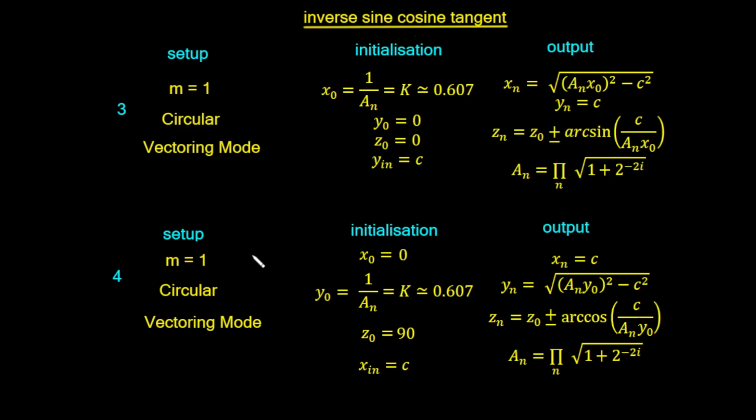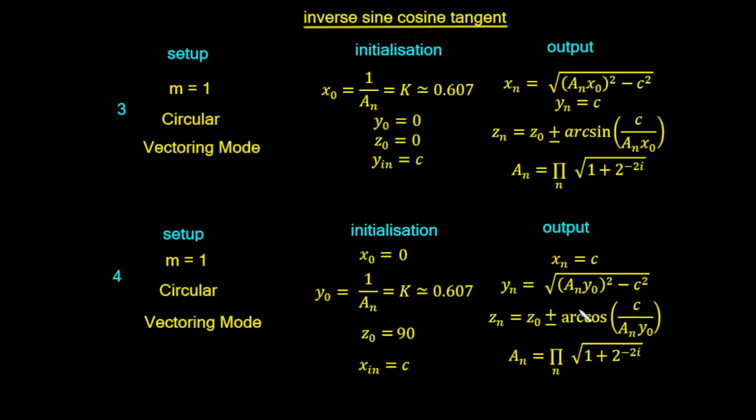And similarly for the arc cosine, we can use the setup m is equal to 1 in circular, and it's vectoring mode. In this case here, we set y0 is equal to 0.607 and z0 is equal to 90 degrees. And the value for our xn is equal to some value c. And it's going to give us the arc cosine of c upon x0.